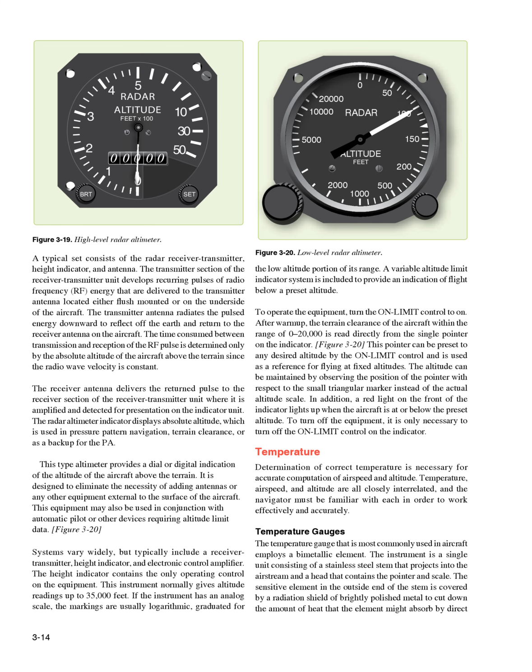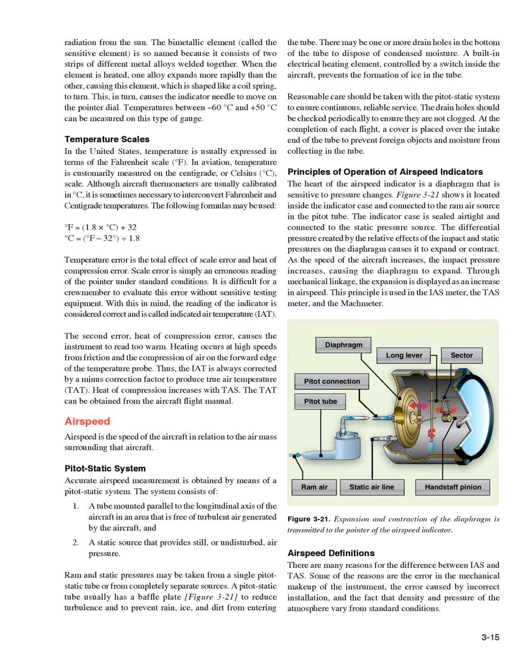The temperature gauge that is most commonly used in aircraft employs a bimetallic element. The instrument is a single unit consisting of a stainless steel stem that projects into the airstream and a head that contains the pointer and scale. The sensitive element in the outside end of the stem is covered by a radiation shield of brightly polished metal to cut down the amount of heat that the element might absorb by direct radiation from the sun.